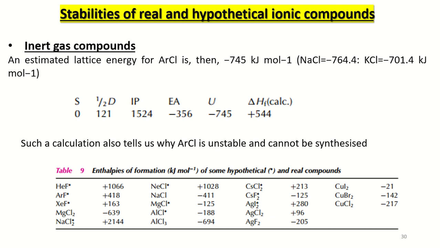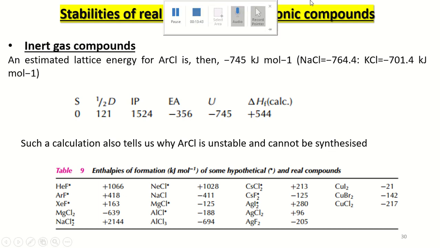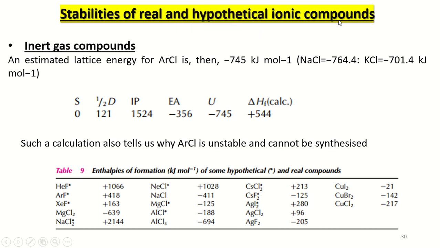So such a calculation also tells us why argon chloride is unstable and cannot be synthesized. Comparing the calculations for argon chloride and sodium chloride, the instability of argon chloride is actually due to the very high ionization potential of argon. The heats of formation calculated for several other hypothetical compounds are shown here.